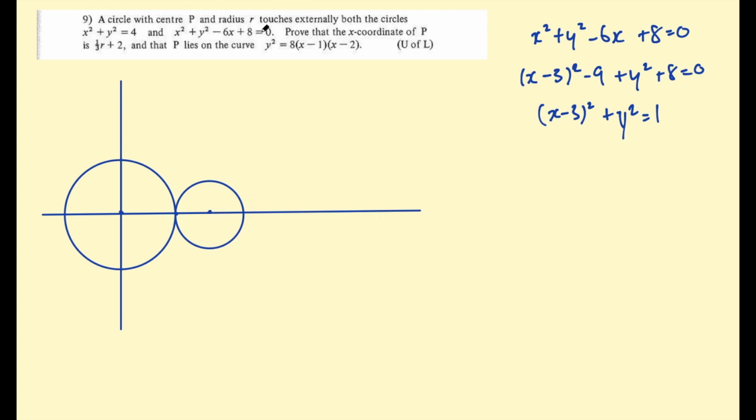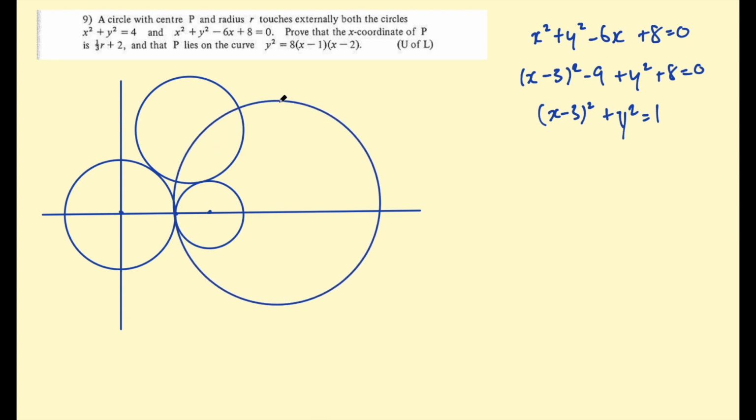Now we need to understand what it means if this circle with center P touches externally both circles. So touching externally would be something like this. It just touches both circles from the outside, if you like. Touching internally would be something like this. That circle touches both circles, but one of them is touching internally. So that circle would not be valid in this case.